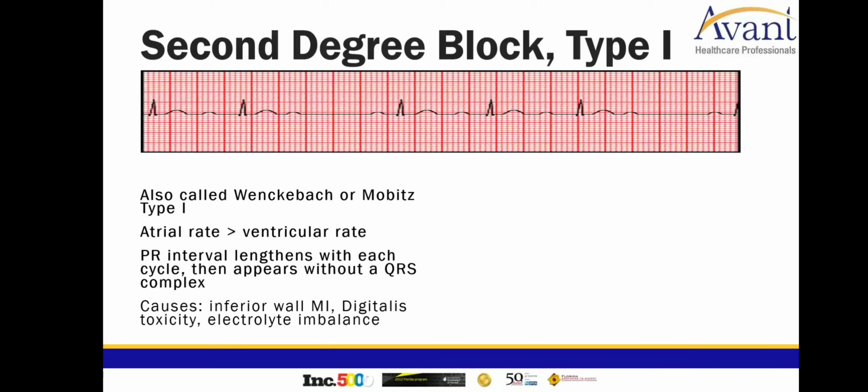Another old name you might remember is Mobitz 1 or Wenckebach. Those of you who've been around a while probably remember Wenckebach as determining the second degree type 1. This is a progressively lengthening PR interval. And the example here, we have like a 3-to-1 block, eventually dropping.